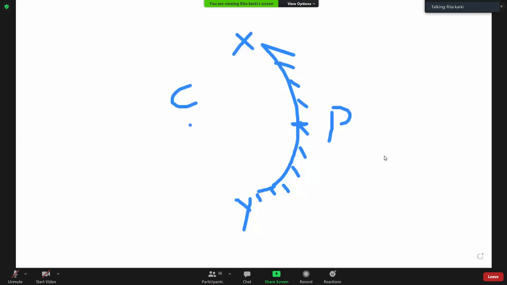Now we will draw a straight line joining C and P, or a straight line that joins the center of curvature and the principal focus. This straight line that joins the center of curvature and P is the principal axis. We have already studied it. Yes, have we studied it? Yes, ma'am.